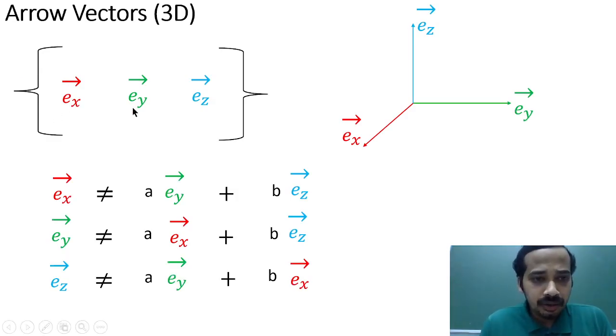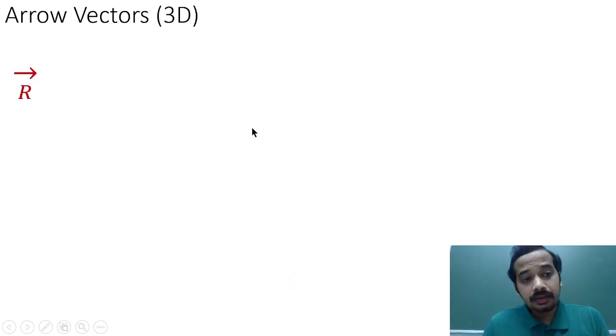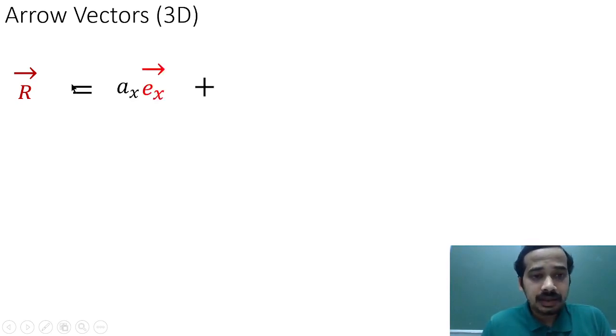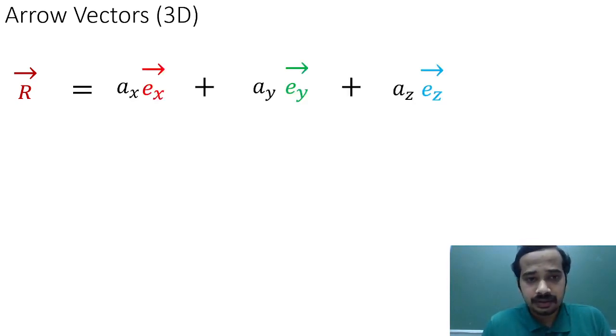We can't write any of these vectors as a linear combination of the other two, but any other vector in a three-dimensional vector space can be written as a linear combination of these three vectors. These three vectors will form a basis. Again, these three unit, orthogonal vectors form a basis.